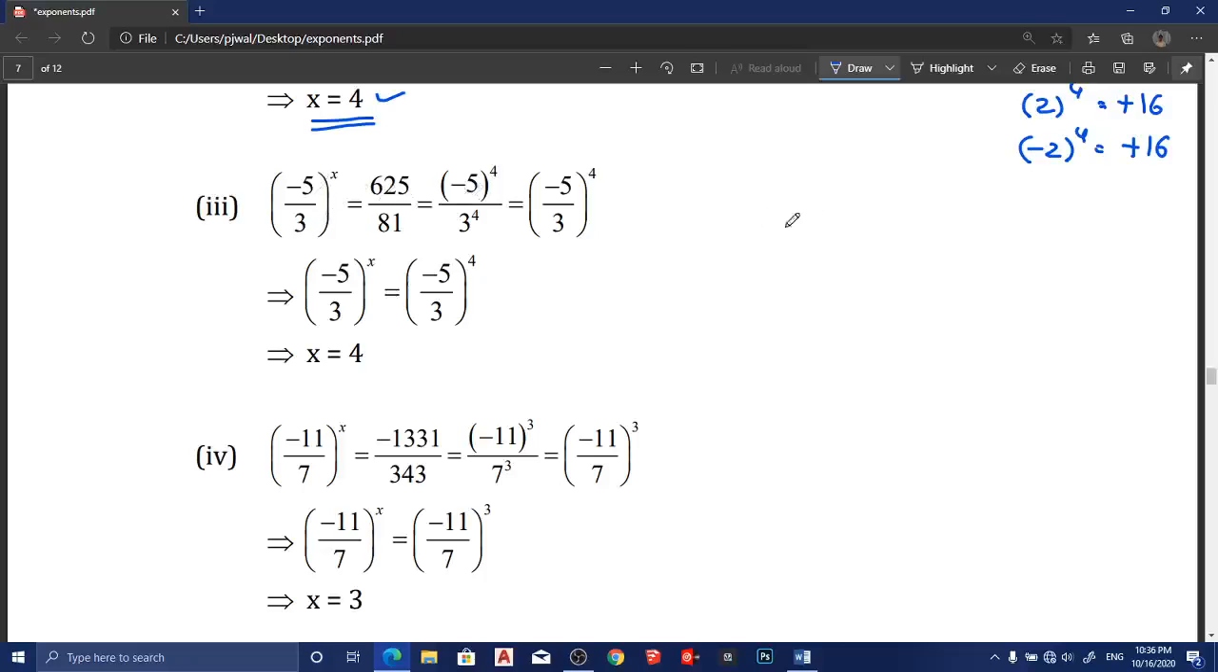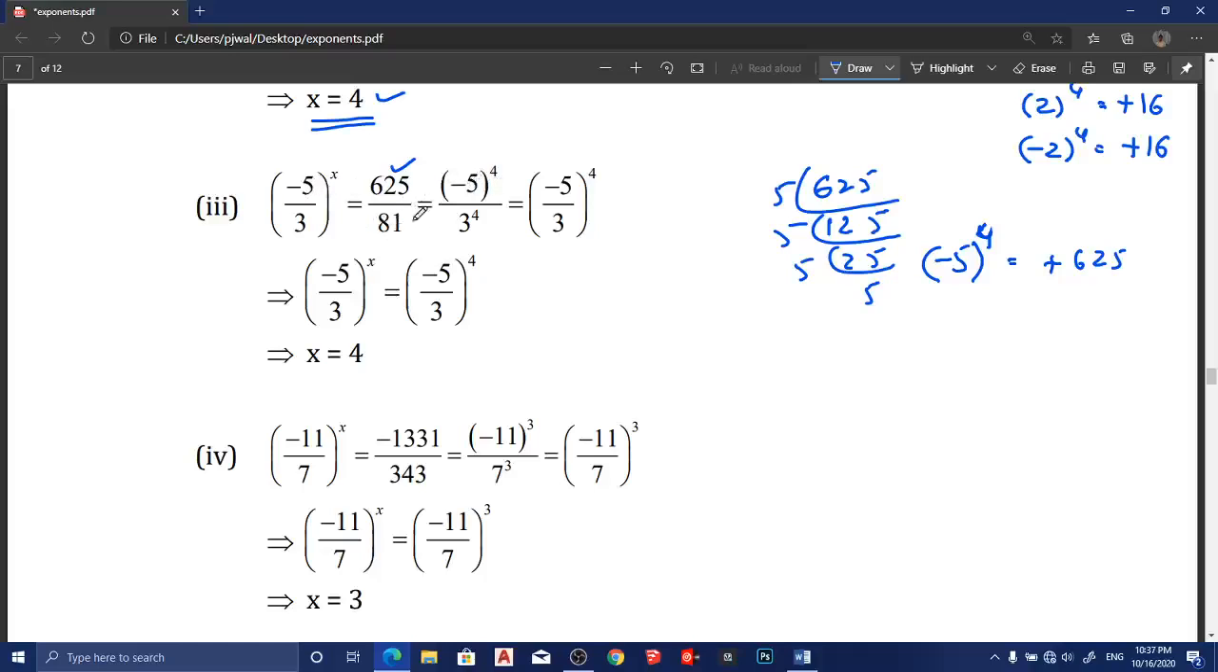By taking the prime factorization of 625 we will get 5 to the power of 4, like this: 5, 125, 25, 5, which is 5 to the power of 4. But you should get minus 5 here, that's why I am taking minus 5 as the base. Since the power is an even number, you will get plus 625 only, a positive number. That's why I am taking minus 5, to equate them.